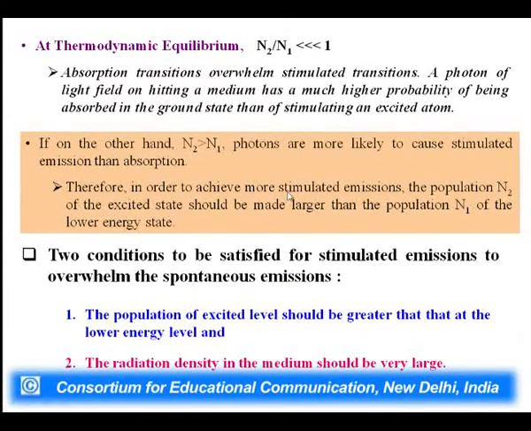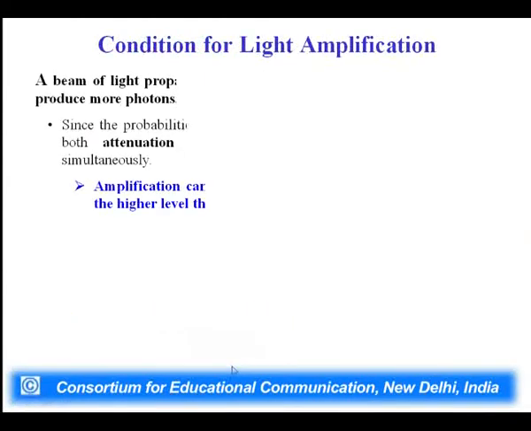Therefore, in order to achieve more stimulated emission, the population N2 of the excited state should be made larger than the population of the ground level or the lower energy state. Two conditions must be satisfied for the stimulated emission to overwhelm the spontaneous emission. Number 1, the population of the excited level should be greater than that of the lower level. And the second condition is the radiation density in the medium should be very large.